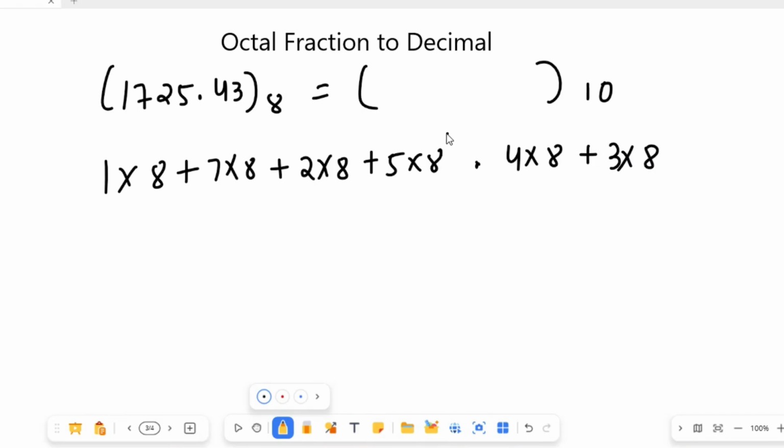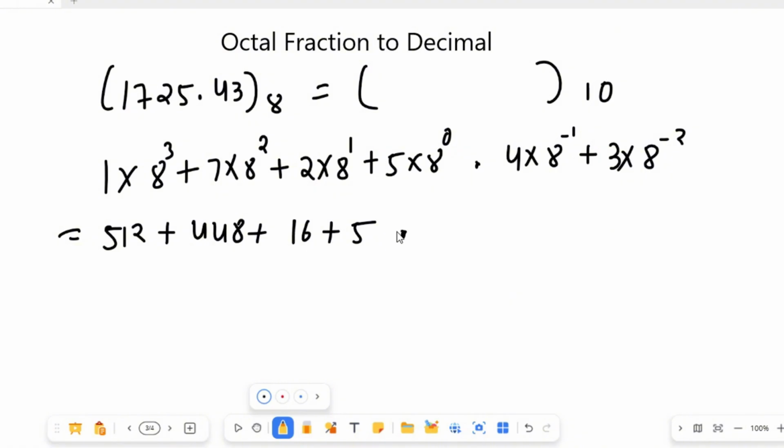So here, before the point, 8 ka power 0, 8 ka power 1, 8 ka power 2, 8 ka power 3. Okay, and here 8 ka power -1, 8 ka power -2. So if we talk about 8 cube, 8 cube is nothing but 512. Then 8 ka square is 64 into 7, that's nothing but 448. Then plus 8 twos are 16, and 8 ka power 0 means 1, so 5 ones are 5.